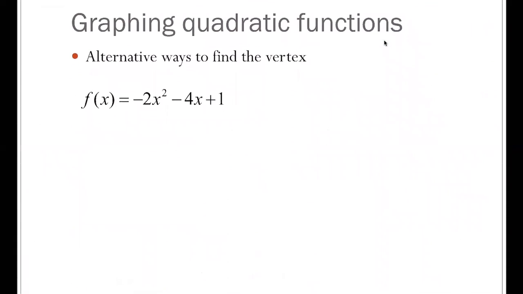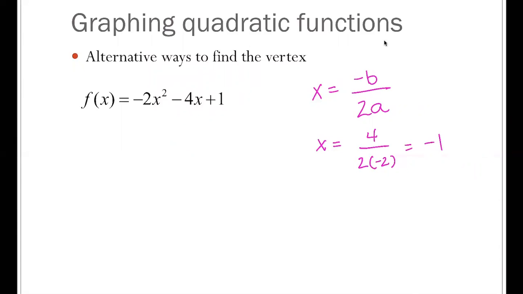There are other ways to find your vertex. To find the x value of your vertex, it has the formula that says negative b over 2a. So in this case, our vertex would be negative b, which would make that a positive 4, over 2 times negative 2, which then gives me a negative 1. So my x value of my vertex would be negative 1, which is also my axis of symmetry.